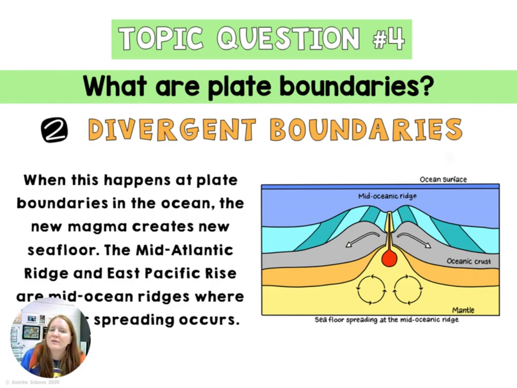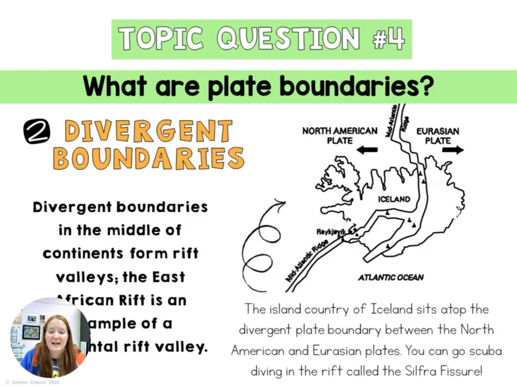Now, it doesn't only happen in the ocean, though. Sometimes you'll have a divergent boundary on a continent, all right? And when that happens, you have what's known as a rift valley. So divergent boundaries in the middle of continents form rift valleys. The East African Rift is an example of a continental rift valley.